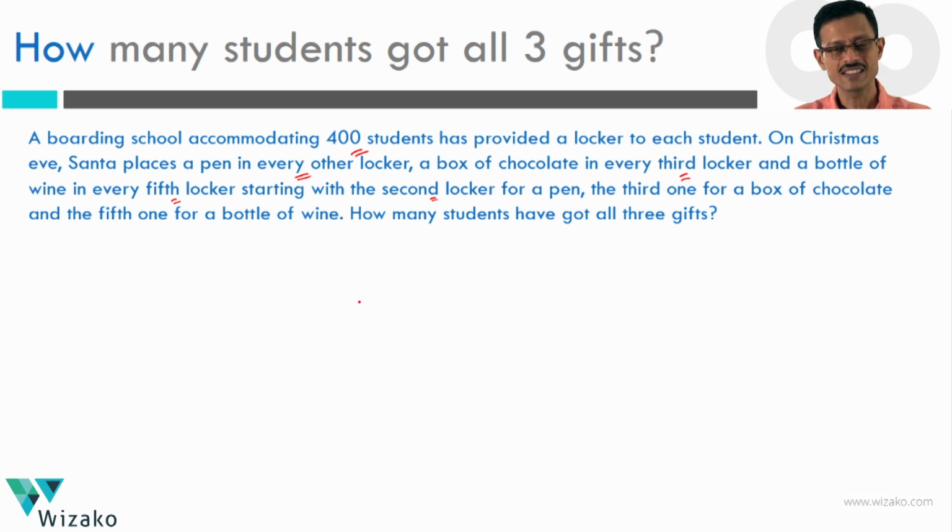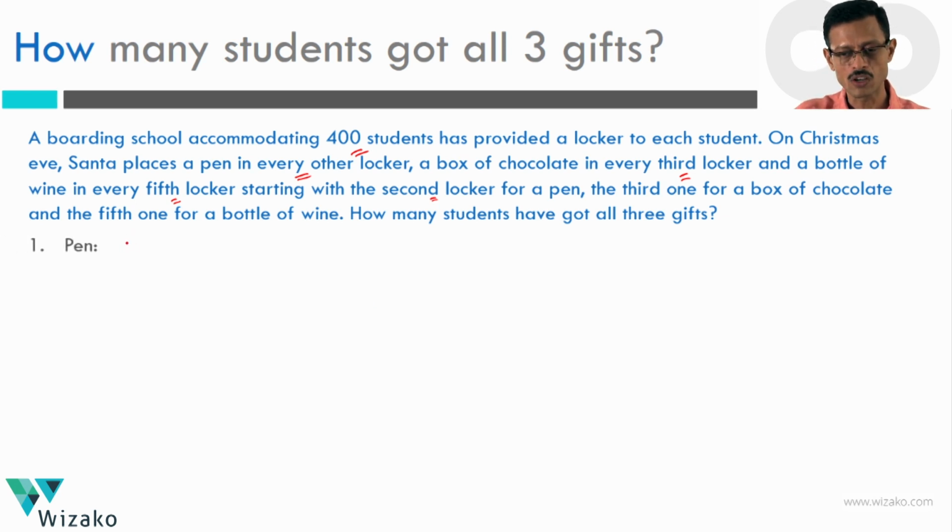So the first thing, always do it this way. Don't figure out what kind of a question this is. Just list down the first few things. That gives you an idea about where Santa placed a pen, where Santa placed a chocolate, and so on and so forth. We'll get some idea based on that. And then we can build either the theory to solve this question, or we can list down and finish the question. Let's start with pens.